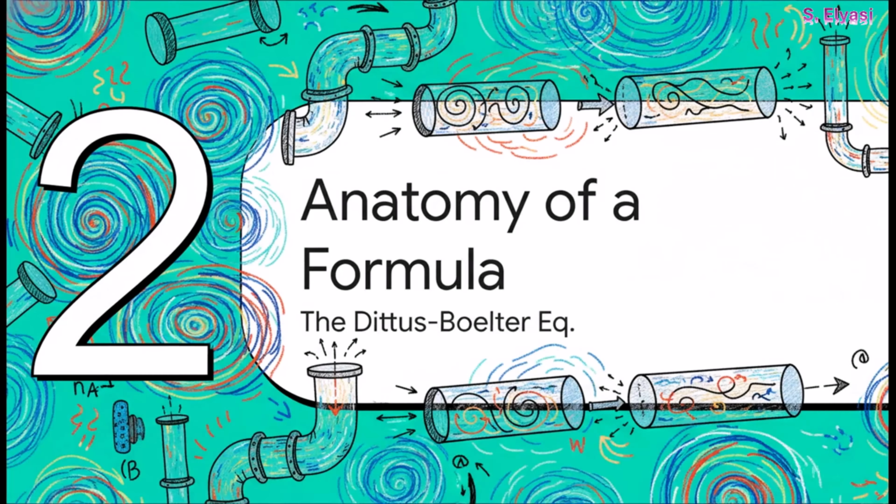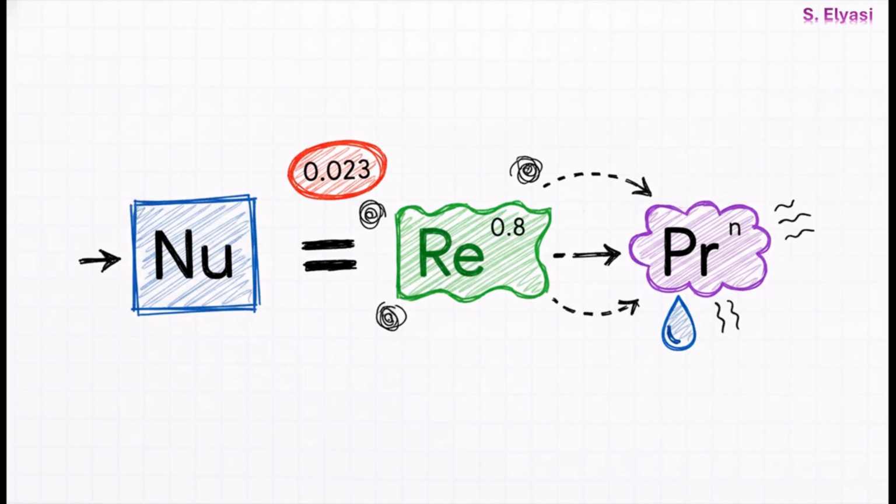So to tackle these messy problems, we turn to these things called correlations. And honestly, one of the most famous ones in all of heat transfer is the Dittus-Boelter equation. It's an absolute classic for figuring out heat transfer when you've got turbulent flow inside a nice, smooth tube. And boom, there it is. I know, at first glance it looks a little intimidating with all those letters and exponents, but trust me on this, the beauty of this equation is that every single part of it tells a piece of a story about what's physically happening. We're going to take it apart, piece by piece.